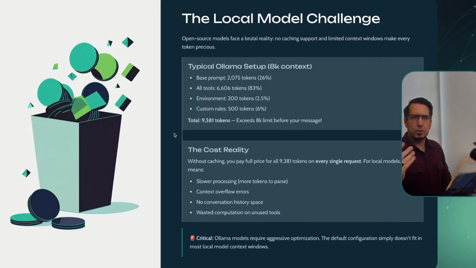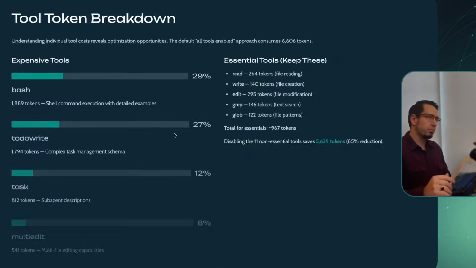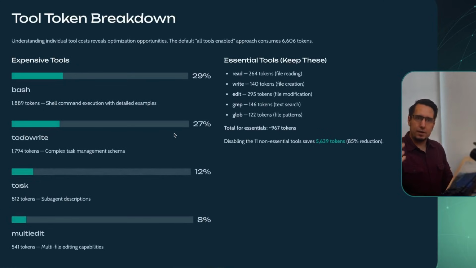And with open source models, you really have to think about context overflow. So you really have to constrain your context. Understanding how to limit the context going to open source models is super important. Anyway, I want to break down some of the tokens that OpenCode sends through.